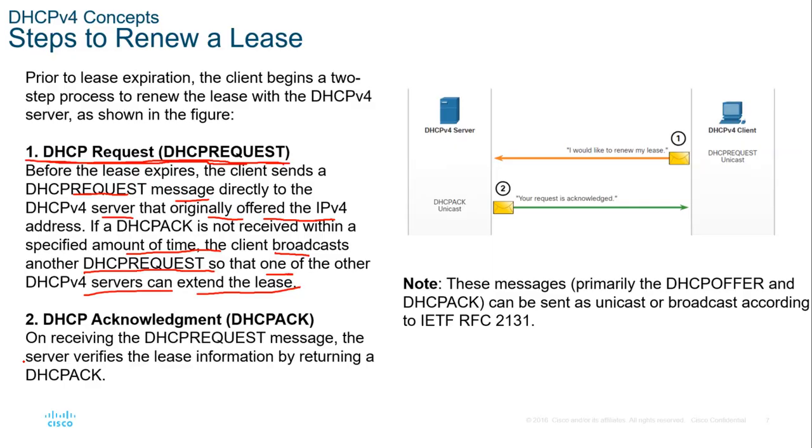On receiving the DHCP request message, the server verifies the lease information by returning the DHCP acknowledgement. So those are the 2 steps. There are 2 steps within the lease renewal.